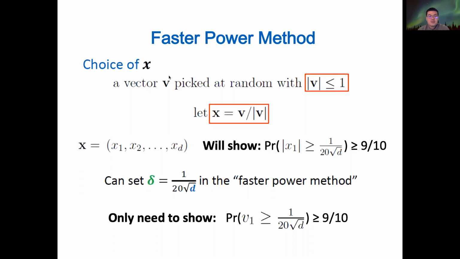I hope you are still following. Okay. Yeah, if we randomly pick like this, the failure probability is 10% or less. Okay, the success probability is 90% or more. Right? Okay.